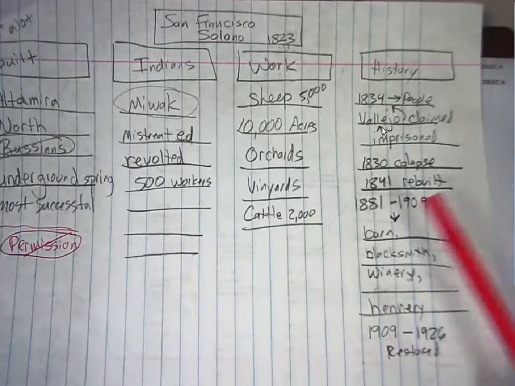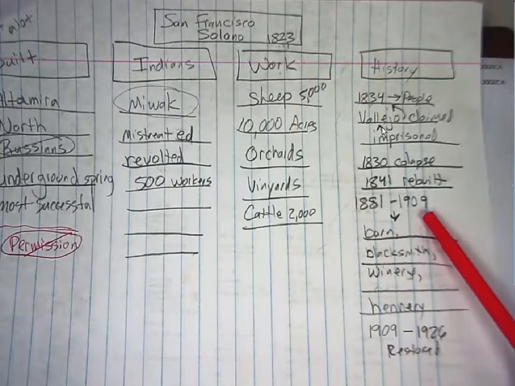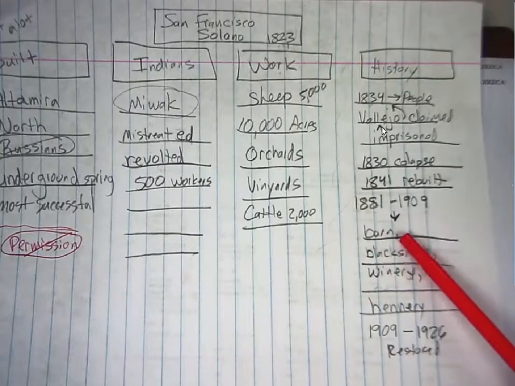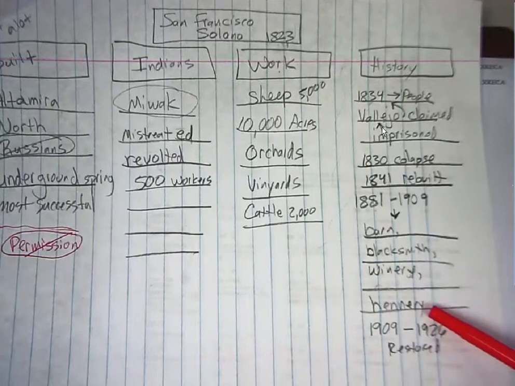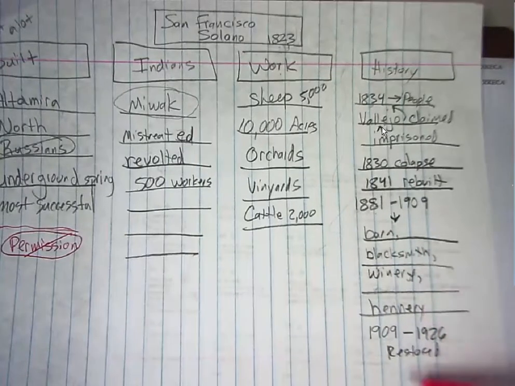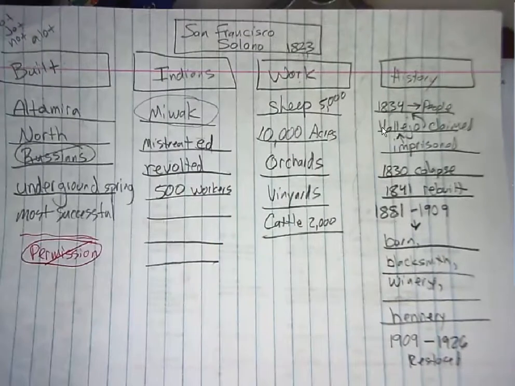But between the years of 1881 and 1909, the mission was sold off, and it was used as a barn, a blacksmith shop, a winery, a hennery where they raised chickens. And then in 1909 through 1926, they restored it and actually made it into a national monument again, or a state park. And that's what I've got, and what I have here is probably enough to write my entire essay on.